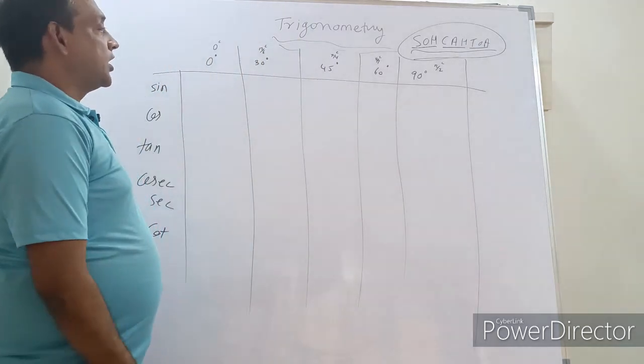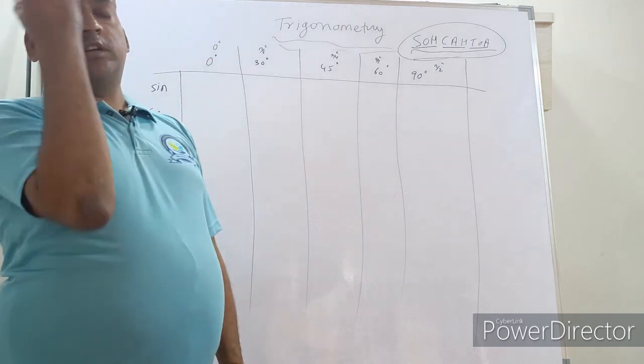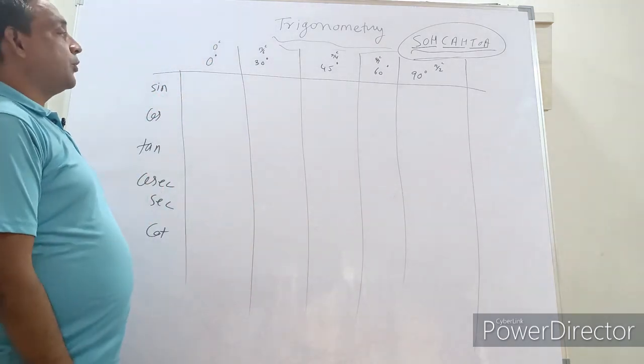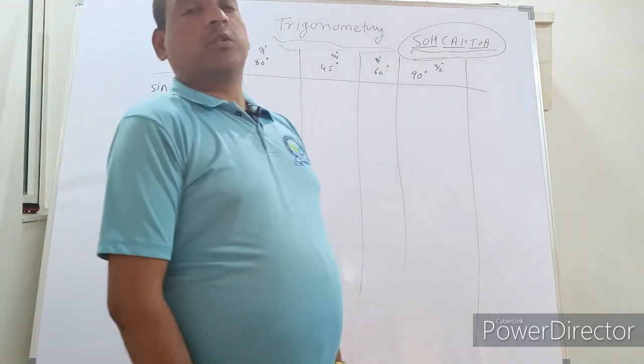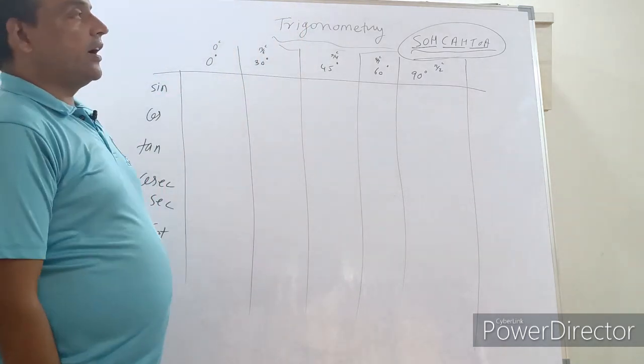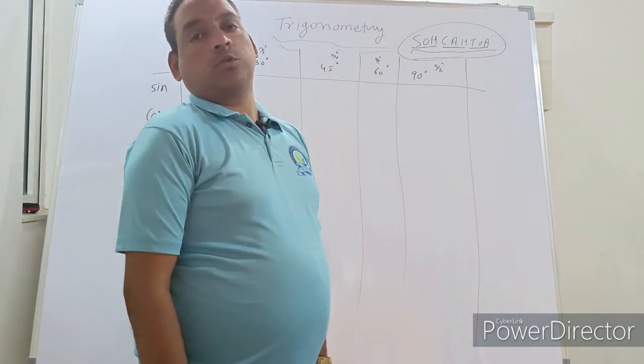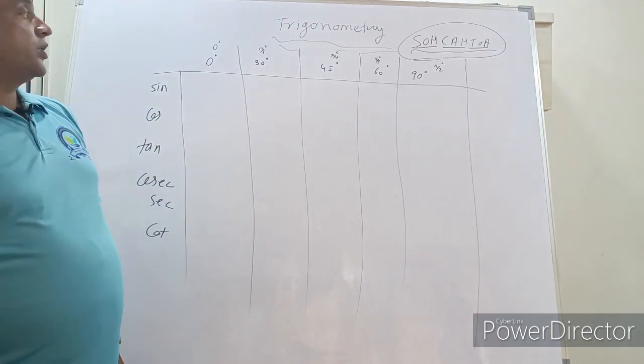But again the confusion comes, sir. I learned it by heart, but I get confused. Which one is 1 upon 2? Which one is 1 over root 2? Which one is root 3 upon 2? I know the values: 0, 1 upon 2, 1 upon root 2, root 3 upon 2 and 1. But which one is where?